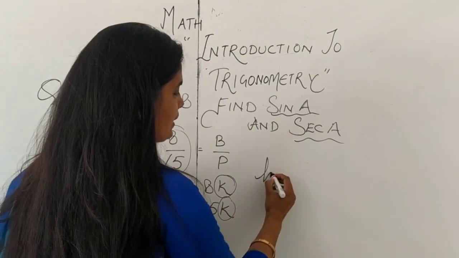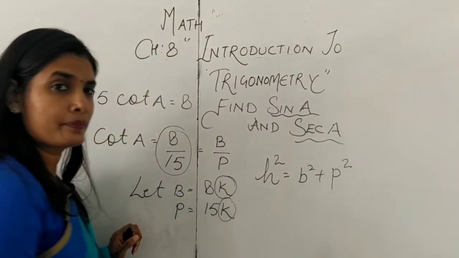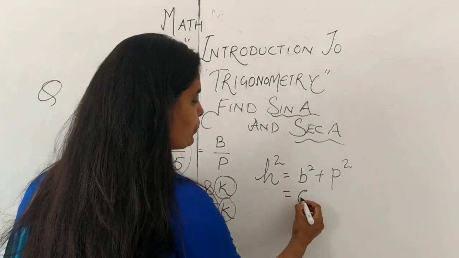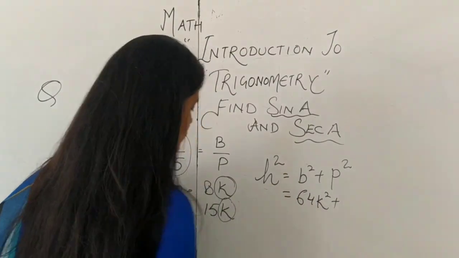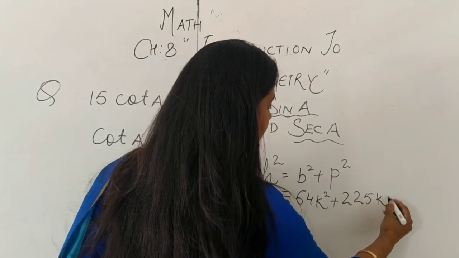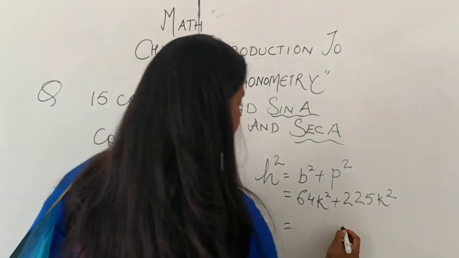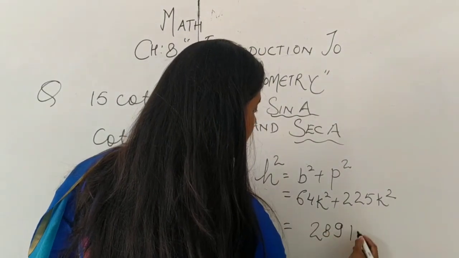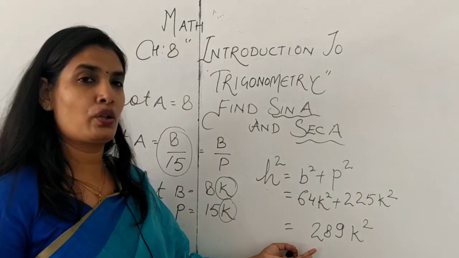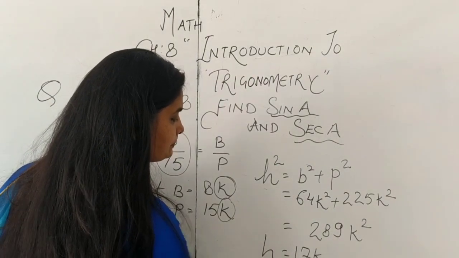So how will you find the H here? H square equal to B square plus P square, Pythagoras theorem. Clear? Now B square means 8K square, that is 64K square, and P square means 15K square, that is 225K square. And what will be the addition? 64 plus 225 will be 289K square. Clear? So 289 is the perfect square of 17. So H will be 17K.